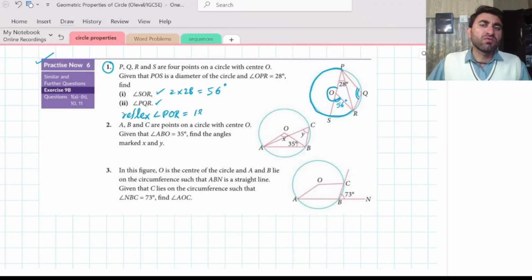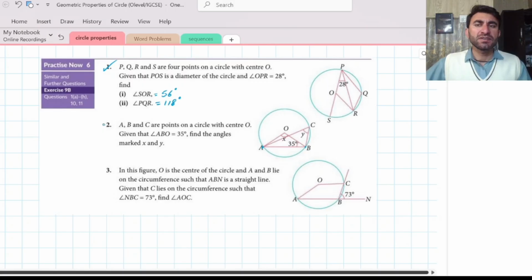That reflex angle POR equals 180 degrees plus 56, and that is 236 degrees. Because we are to figure out the angle PQR, which is the angle subtended by the same arc at the circumference, it will be half the angle at the center. 236 divided by 2 is precisely 118 degrees. So that is the angle PQR, 118 degrees.